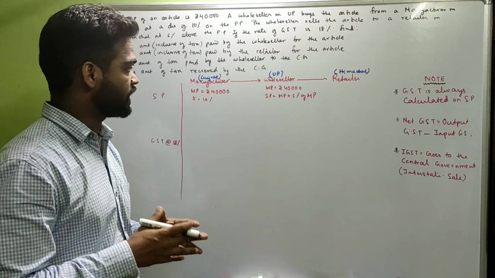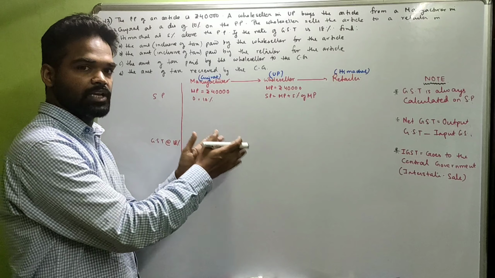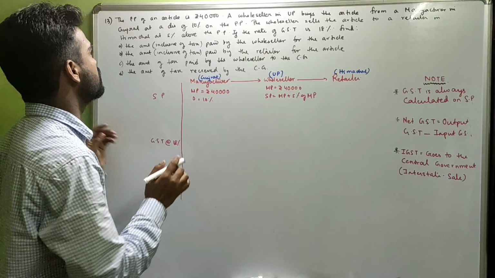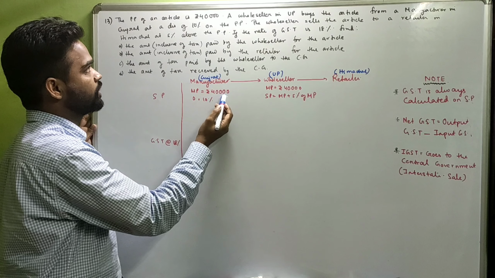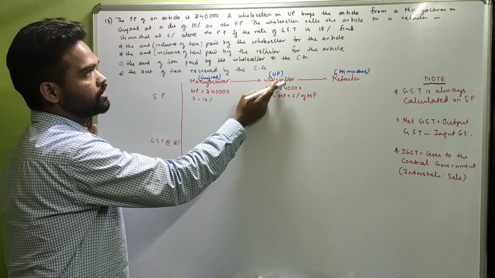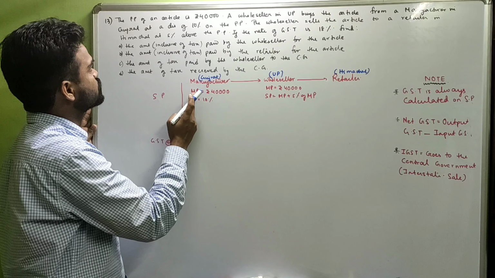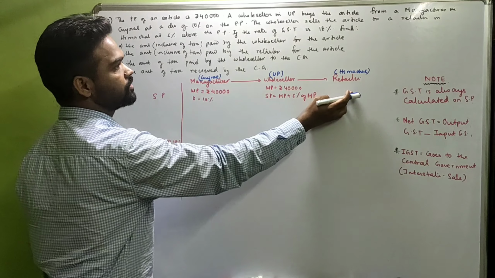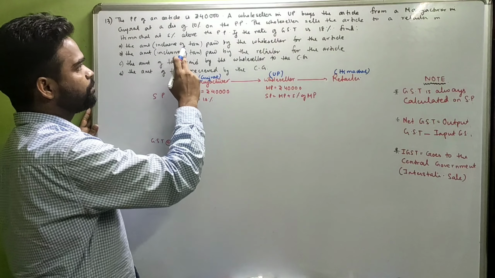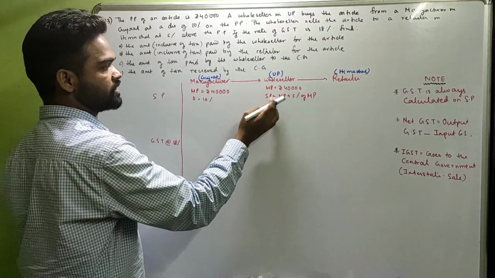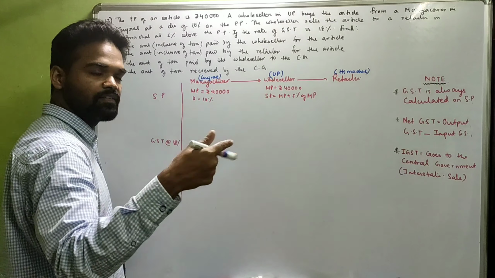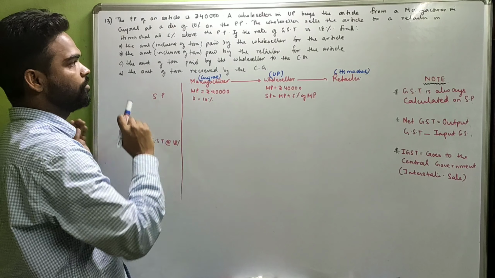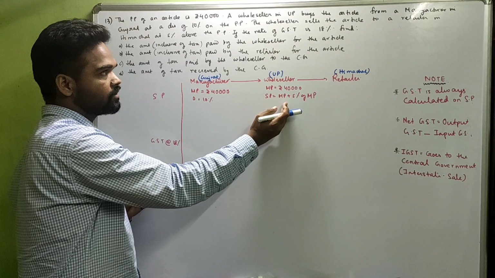Now look at this sum, very interesting. Number 13. This is a case of interstate sale, sale from one state to another state. The printed price of an article is 40,000. A wholesaler in UP buys the article from a manufacturer in Gujarat at a discount of 10% on the printed price. The wholesaler sells the article to the retailer in Himachal at 5% above the printed price, means the selling price will be mark price plus 5% of mark price. If the rate of GST is 18%, find the amount paid by the wholesaler for the article.